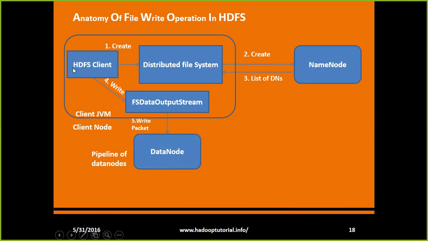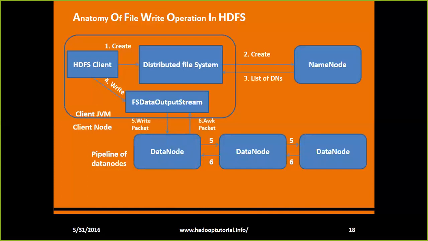It writes the packet or the block, and that gets sent to the next data node, and then to the next data node. Each of them sends an acknowledgement packet back. Then it closes the FS data output stream object, the file writing object. Once the file is closed, they notify the name node that so and so file is written.